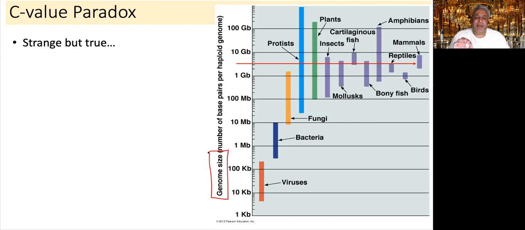So the genome size is measured for one of each chromosome. So we call that the haploid genome. So when you have two sets of chromosomes, one from your mother and one from your father, you can't count both of them.